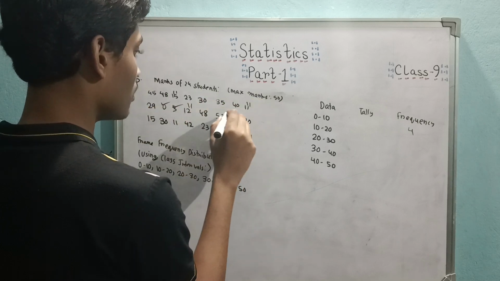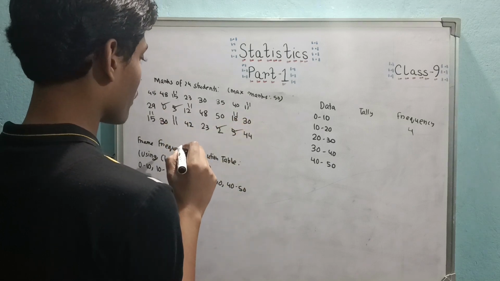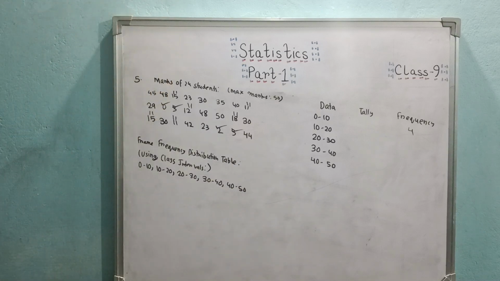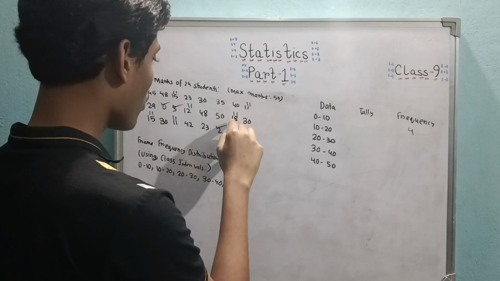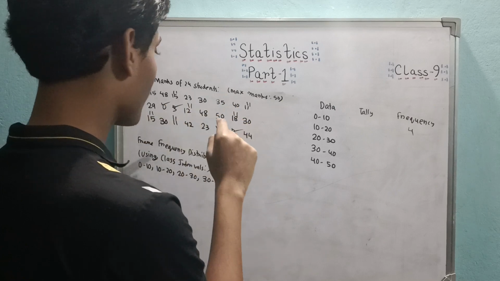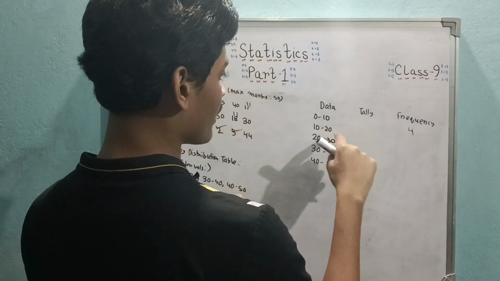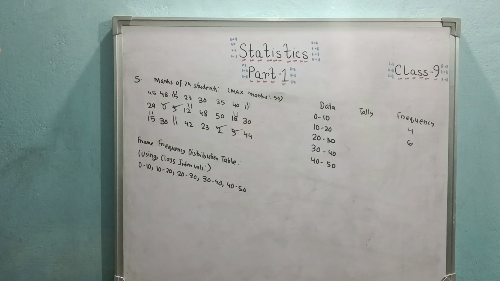This is another one. Another. Wow, so many people. So in the range of 10 to 20, how many numbers are there? 1, 2, 3, 4, 5, 6. 6 numbers. Okay. Range means frequency of the range 10 to 20. Means 6 values are there between 10 to 20.